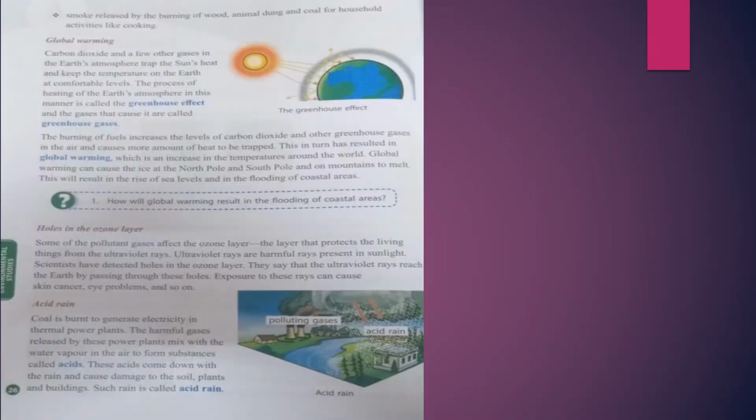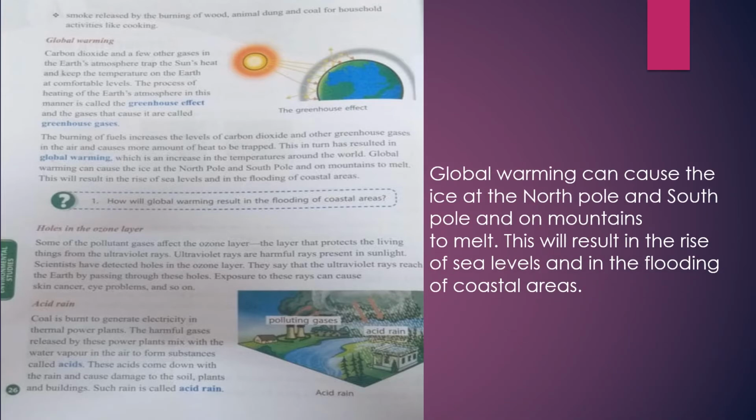Then in the next page there is a question. How will global warming result in the flooding of coastal areas? We have studied about global warming. What is global warming? The increase in the temperature around the world. So global warming can cause the ice at the North Pole and South Pole and on the mountains to melt. This will result in the rise of sea levels and in the flooding of coastal areas. You can see the answer just above the question. So you can mark there itself.